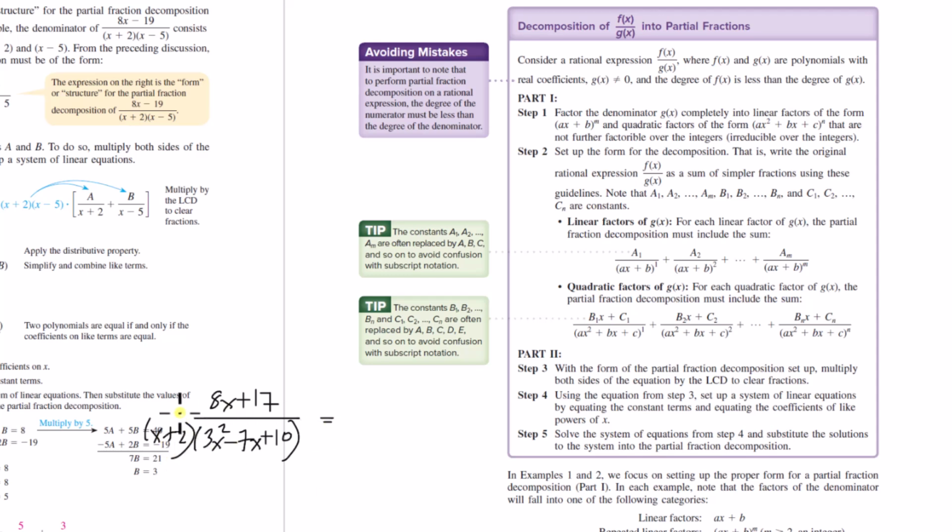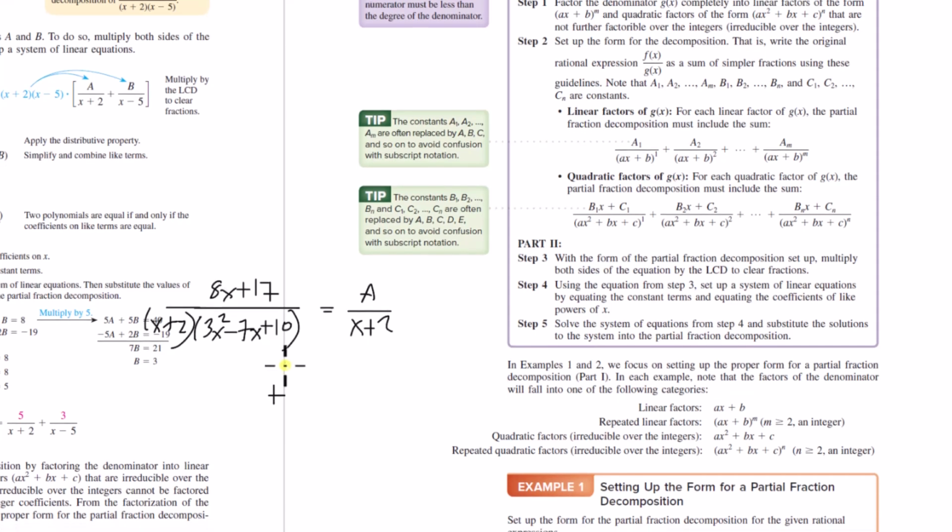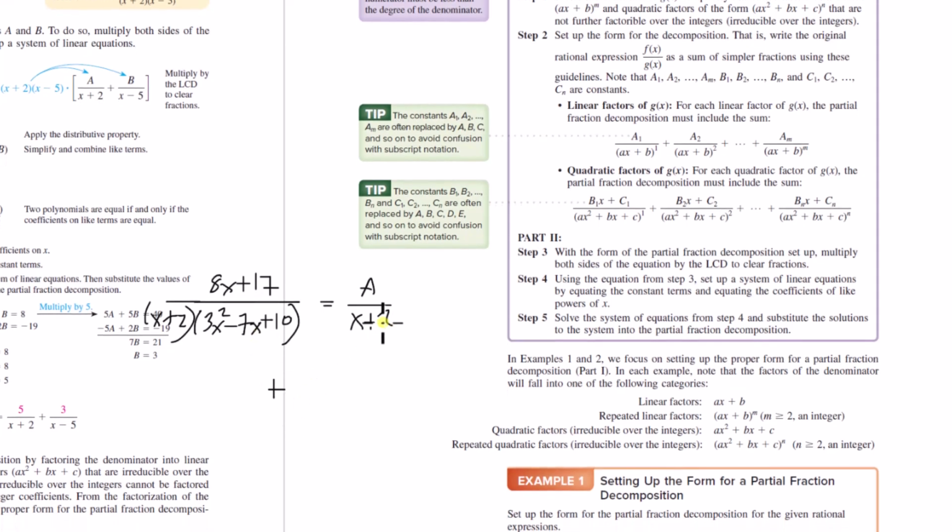Well, then the form for the x plus 2 would be a over x plus 2. Now we're done with the x plus 2. But what do we do with this? What's the form here? Well, for a quadratic factor, similar to what we did here, we just put the quadratic factor in the denominator.